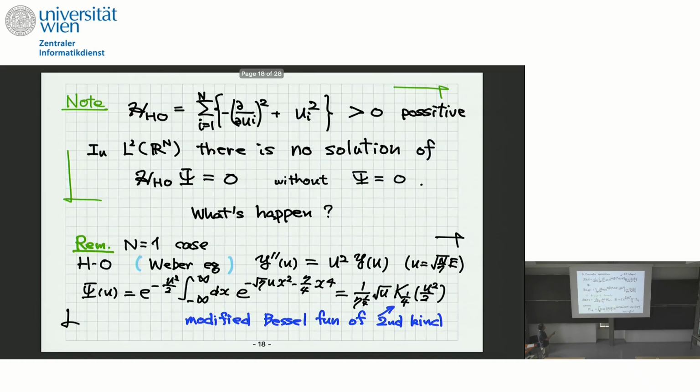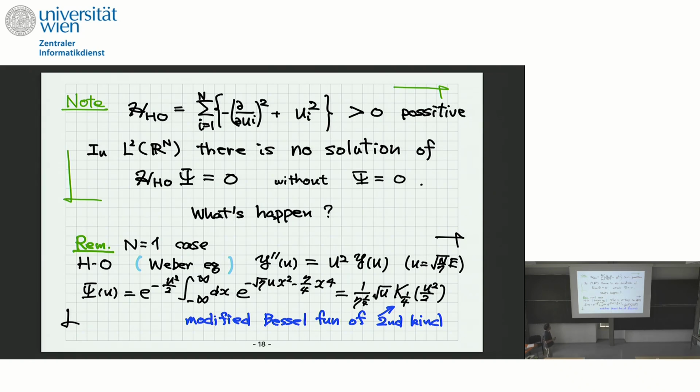Anyway, the question is, what happened? Of course, the Hamiltonian is positive. So in the L2 function space, there is no solution without zero. So it's a natural question, I think.